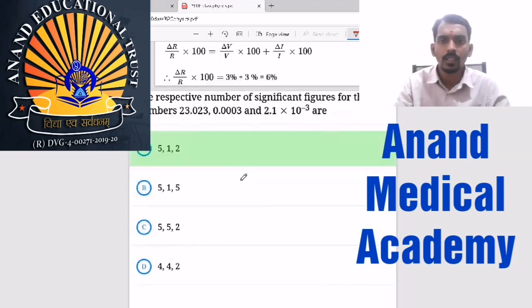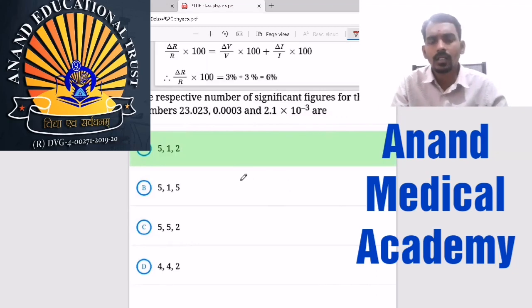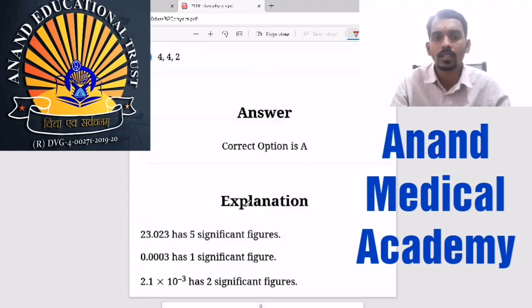Now, the respective, see, fewer chances are there, but sometimes they will ask simple questions like the number of significant figures, where if you know the rules, just remember the rules, then you can answer it.